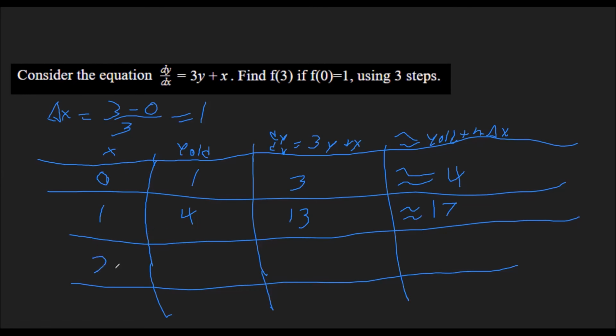Our x is going to be equal to 2. Our y old is going to be our y new from the last approximation, which is 17. Our dy/dx is going to be 3 times 17 plus x, which ends up being 53. And so now our new y new will be 17 plus 53, which is 70. And now we can say that at f of 3, our y value is 70.